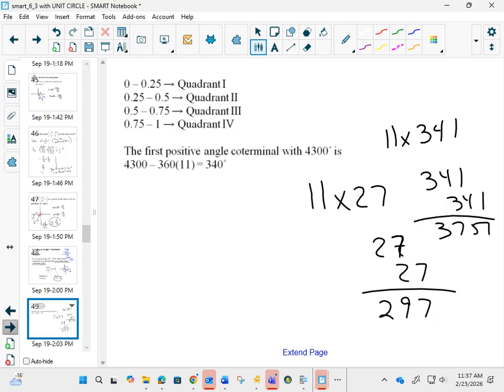$11 times 341. Yeah, you better check that. I'm just gonna make sure I'm not making things up here. Did it work? 3,751? Yes? Whew. Okay. Pretty cool. Timesing by 11.